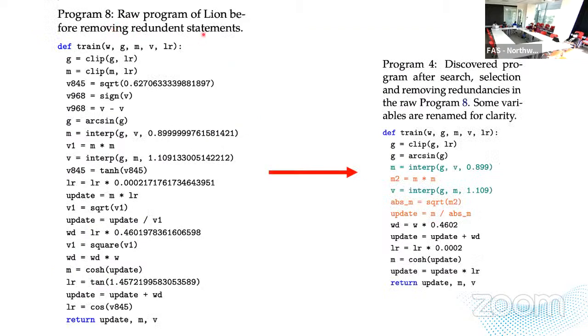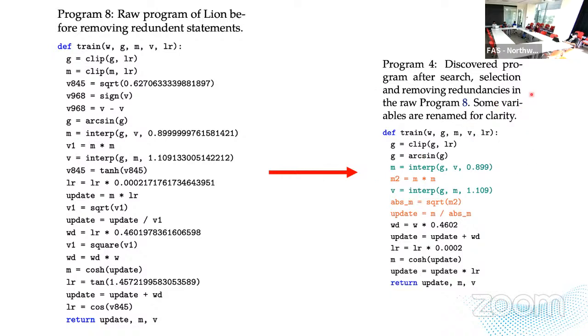So this program on the left is the actual optimizer that they have found. Since it's without any human intervention, with all these mutations and stuff, it looks very messy, but they actually clean it up. There might be redundant statements which are not used, so they clean it up and present the algorithm line.